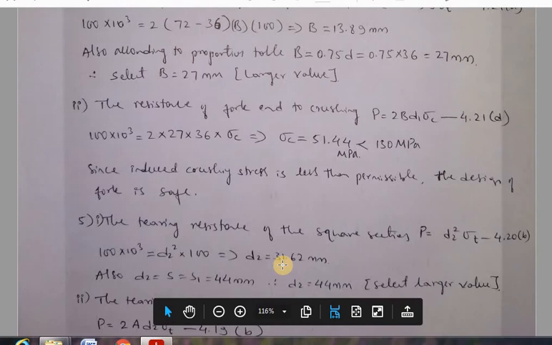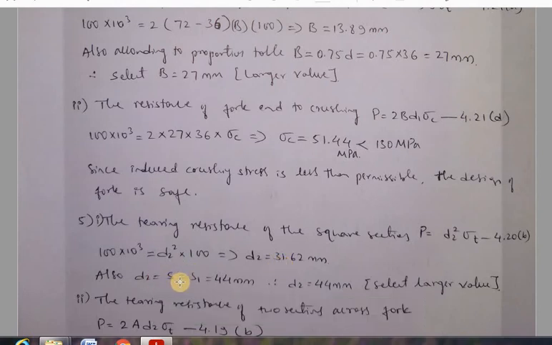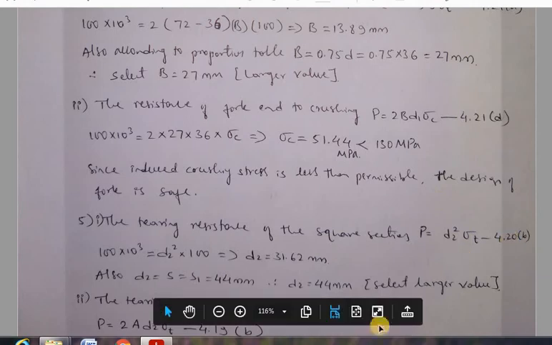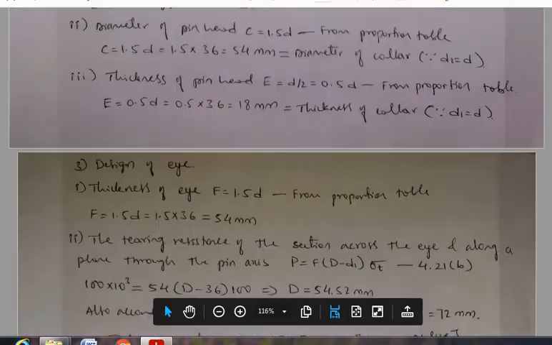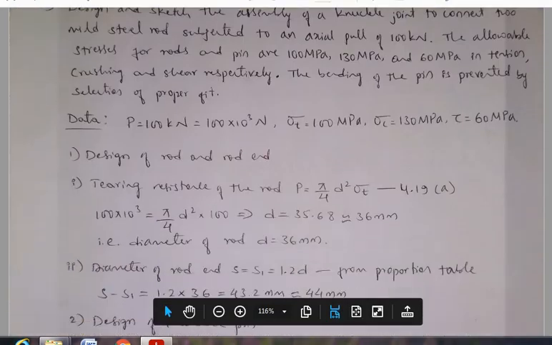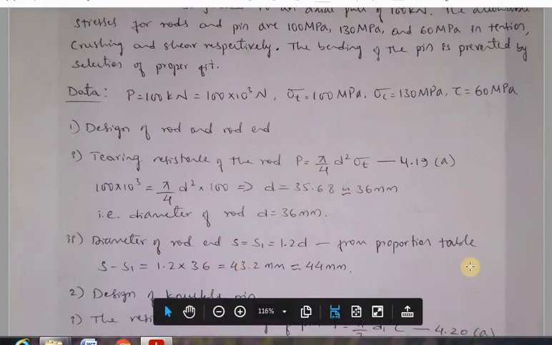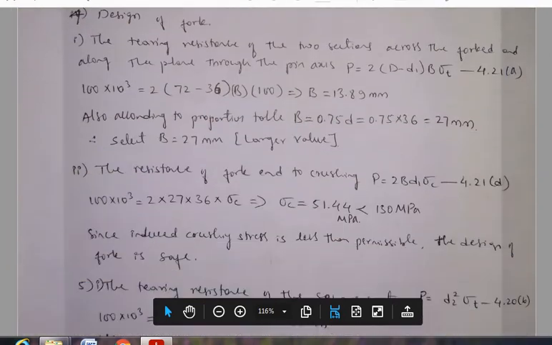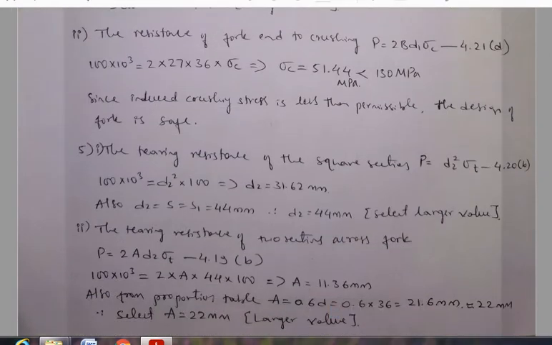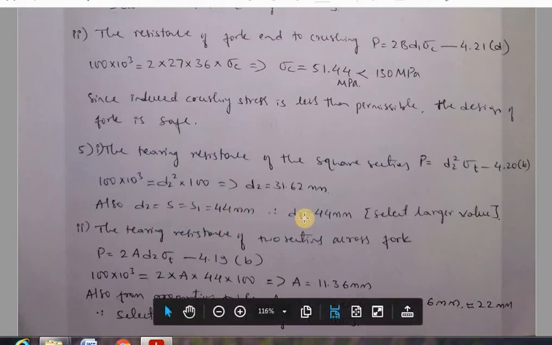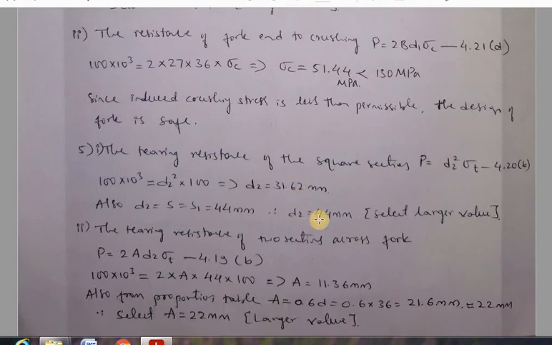We also know that d2 is equal to S is equal to S1, which we have calculated in the beginning, that is diameter of the rod end. S is equal to S1. So d2 is also S is equal to S1. Therefore, selecting the larger value here, we write value of d2 as 44 millimeter.